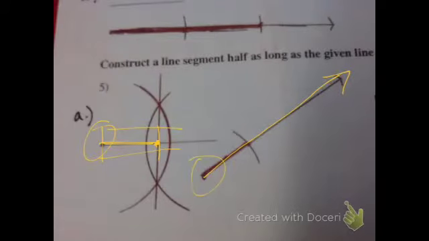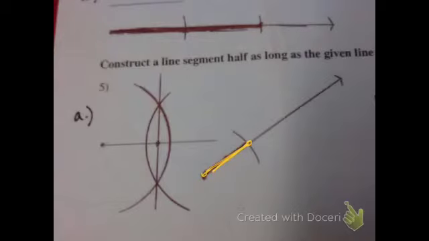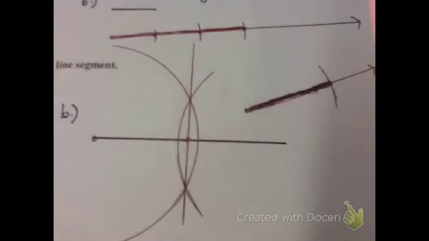And you're going to put your compass down on this side, use that same hole to make your arc. And once you have that arc, you'll be able to just put a point there, and from the end point of your ray to that intersection is half the length. And on this one, follow the same steps.